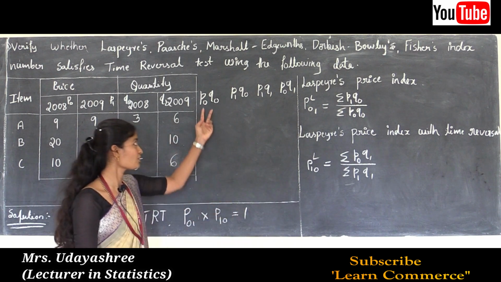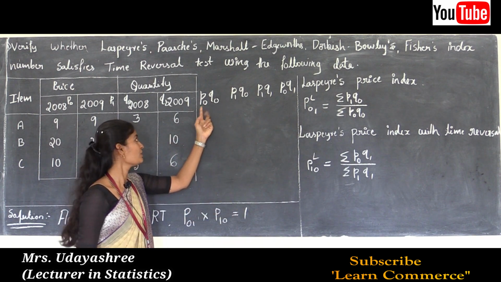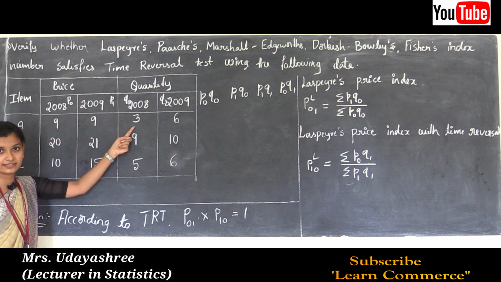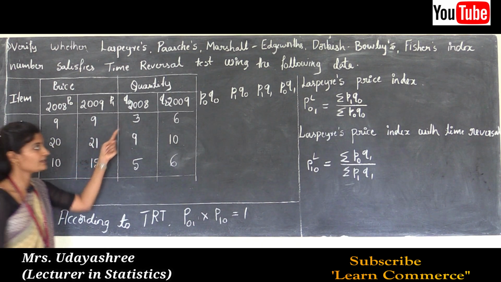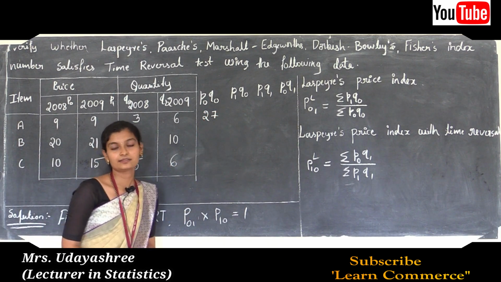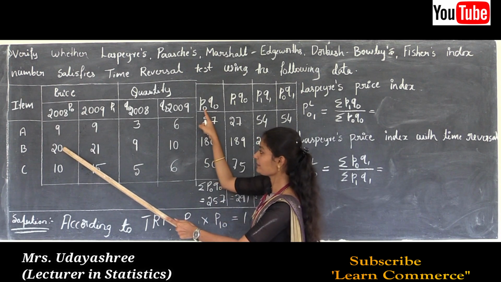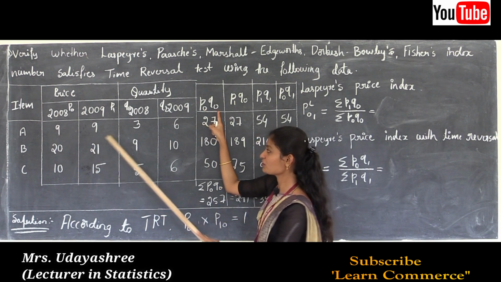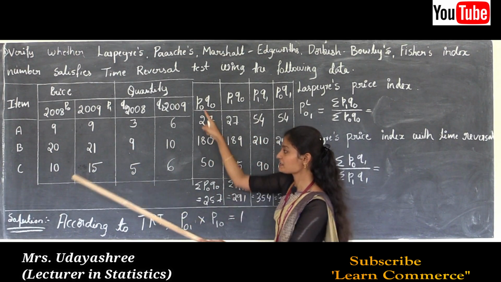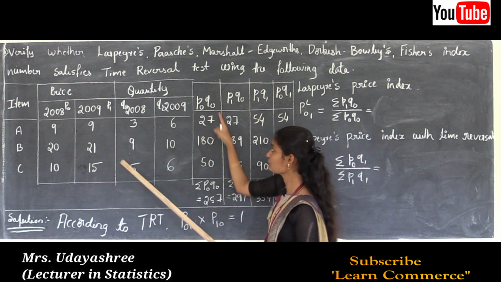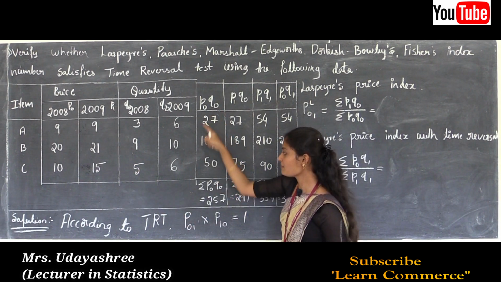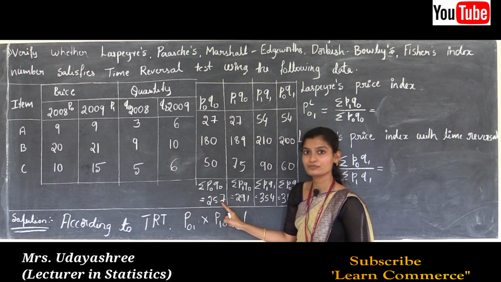Now see the first column, that is P naught Q naught. Here P naught is 9, Q naught is 3, so 9 into 3 is 27. Similarly, next P naught value is 20, Q naught value is 9, so 20 into 9 is 180. Next P naught value is 10, Q naught value is 5, so 10 into 5 is 50. Then sum of this is 257.